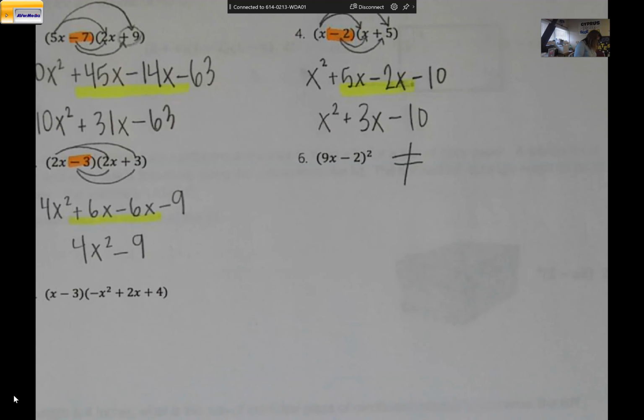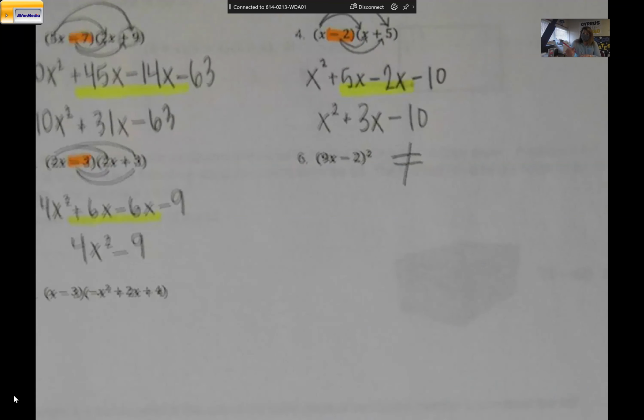Teacher, where's your red pen? You would think you would have 50 just laying around.